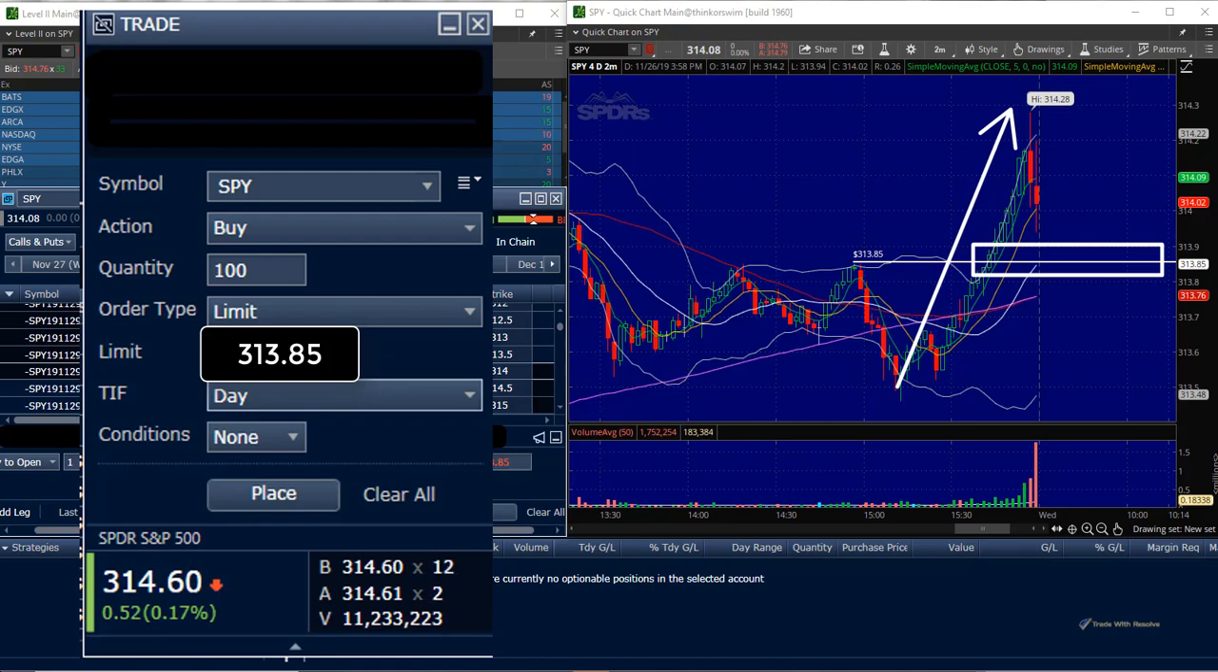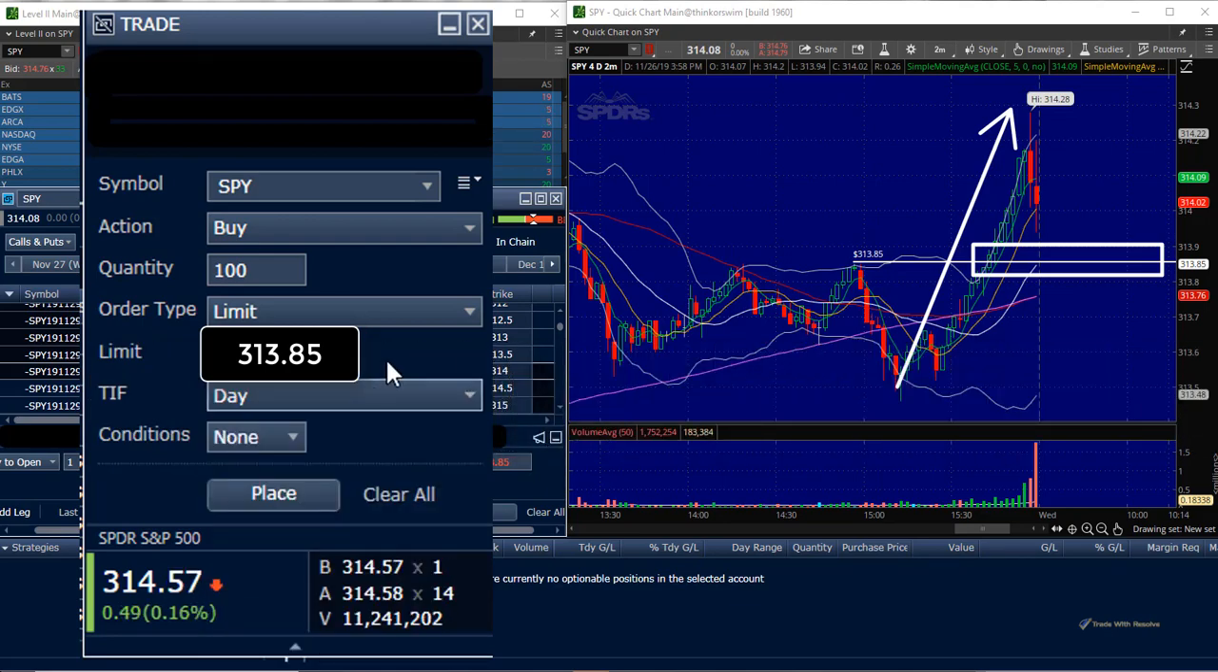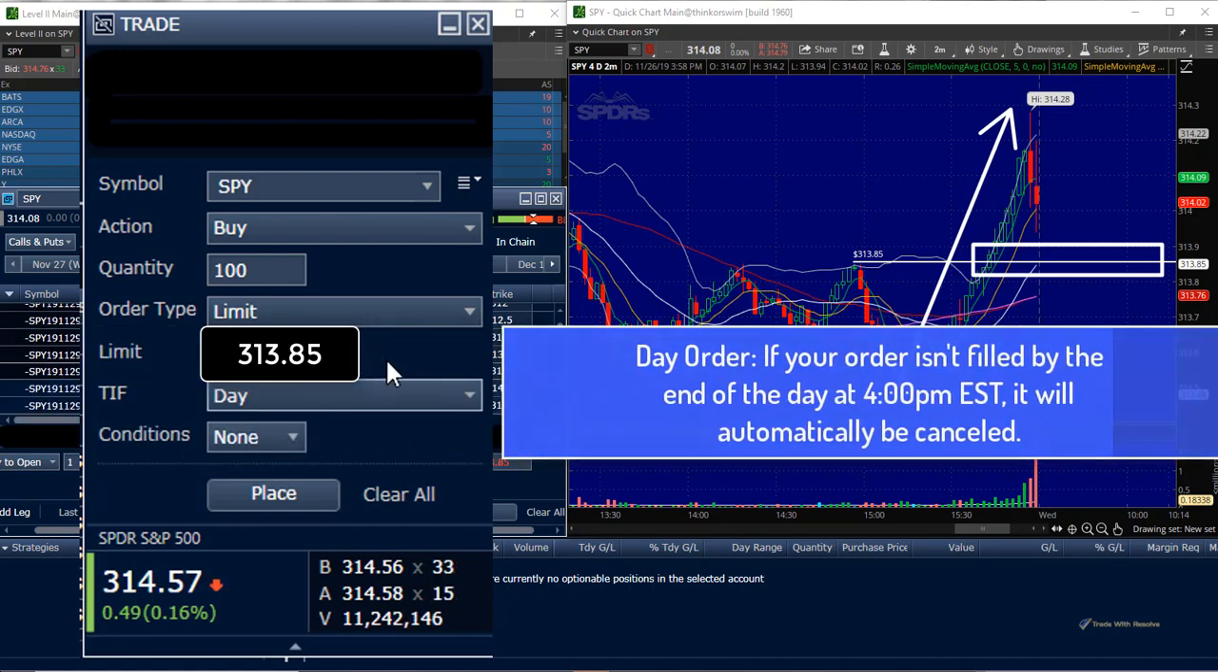So which order type should you choose? GTC stands for good until canceled. If you choose a day order, it simply means that if your order is not executed by the end of the trading day, your order will be canceled. So it's only good for the day. The stock market is open from 9:30 a.m. until 4 p.m. Eastern Standard Time. So if the price of SPY does not reach $313.85 before the end of the day, which is 4 p.m. Eastern Standard Time, your order will automatically be canceled.